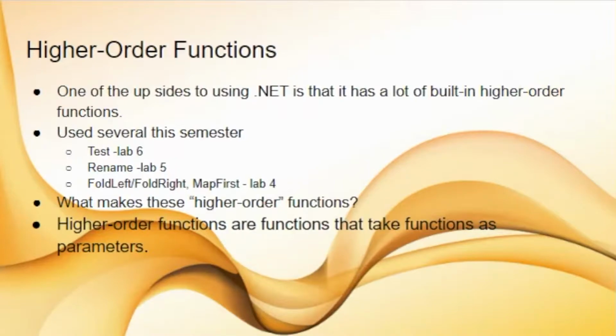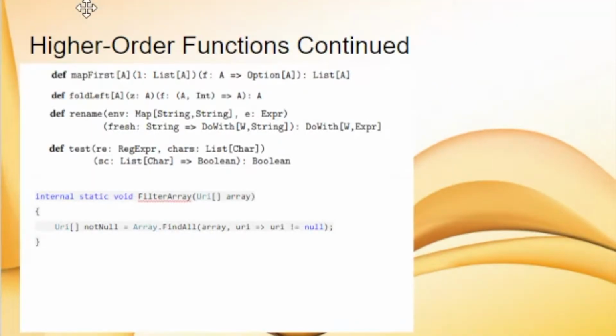So what do these things have in common? What is a higher-order function? Well, higher-order functions are those that take in functions as parameters. Simple enough. Here we can see some of the definitions and implementations of these functions. These first four are from our labs and were examples on the previous screen. This one, find all, is a higher-order function from the .NET framework.